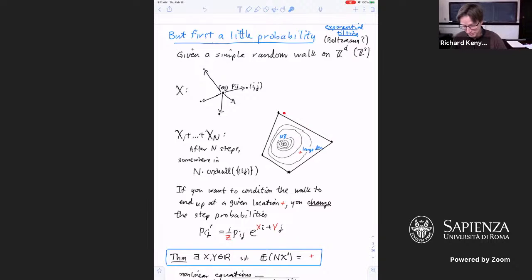And of course, you end up somewhere in the scaled up copy of the convex hull of the set of your steps scaled by n. Right, after n steps, this sum is somewhere inside n times the convex hull of the initial steps. But the law of large numbers tells us that we are going to end up somewhere near the mean value if n is large, n times the mean value of the variable.